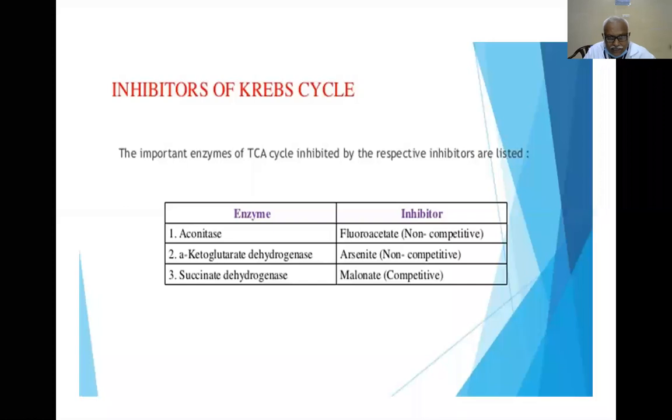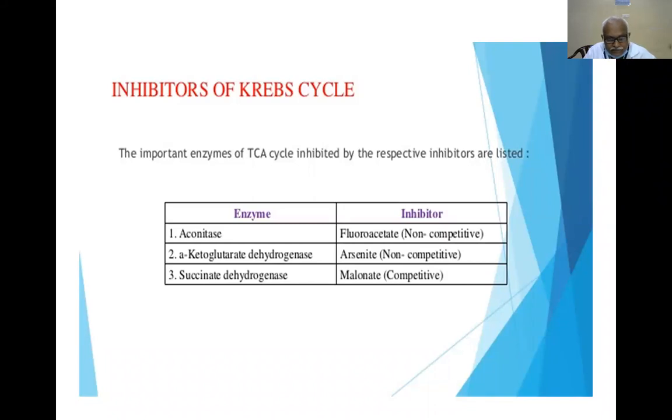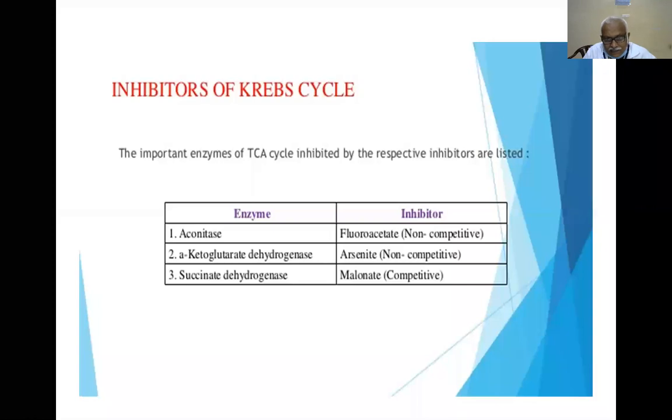Alpha-ketoglutarate dehydrogenase complex is non-competitively inhibited by arsenic dioxide or arsenic pentoxide. The other one is succinate dehydrogenase. Succinate dehydrogenase is competitively inhibited by malate. Okay. So these are the 3 inhibitors only. You need not worry about all these stories that I told. We don't ask all those. We ask only these 3 enzymes, 3 inhibitors.